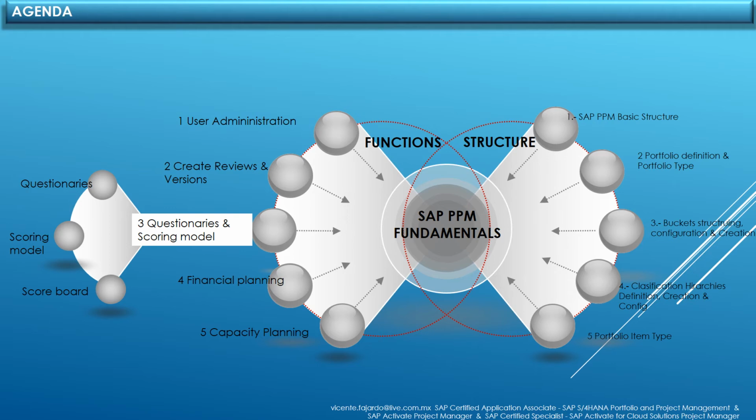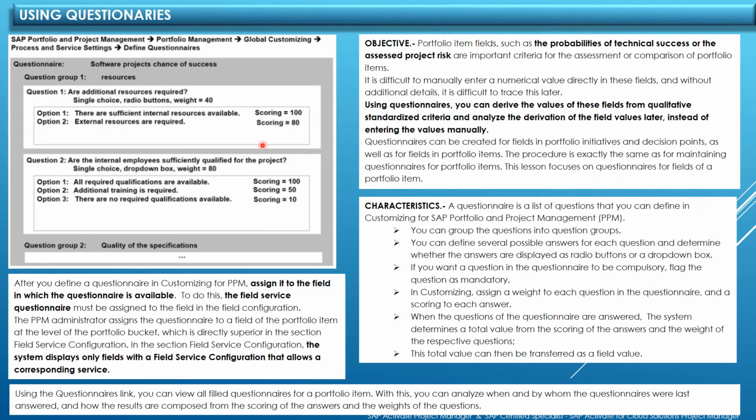Welcome to our third lesson, questionnaires and a scoring model. I will show you three concepts: questionnaires, a scoring model, and a scoreboard. Portfolio item fields such as the probabilities of technical success or the assessed project risk are important criteria for the assessment or comparison of portfolio items.